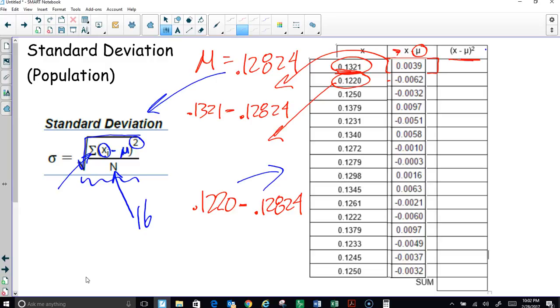By the way, I used a spreadsheet to do this, and guess what we're going to learn next? We're going to learn how to use a spreadsheet to do these formulas, which will make your life momentarily harder because you have to figure out how to use a spreadsheet, but in the long run, it'll make it much, much easier.